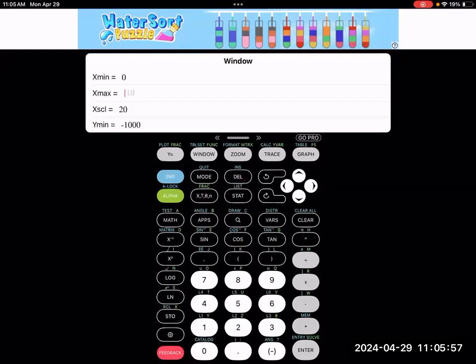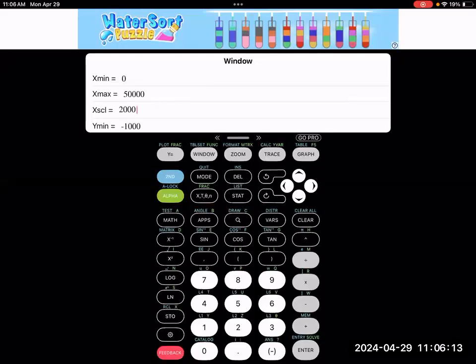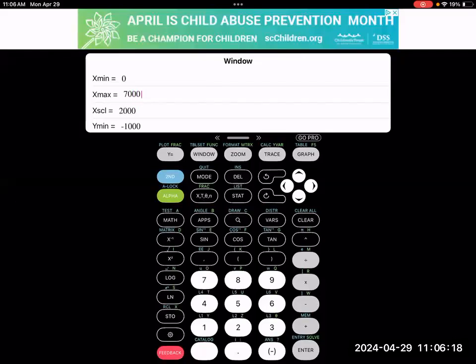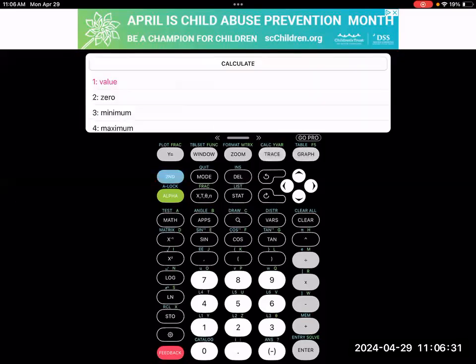Now to speed this up, we know your x value, your time, is very large. So let's go ahead and see that change where we can see it getting very close. And one more time, let's do this, 70,000. Oops, there you go. All right, so at this point, let's go ahead and hit second trace. We're going to assume that there is some sort of intersection.